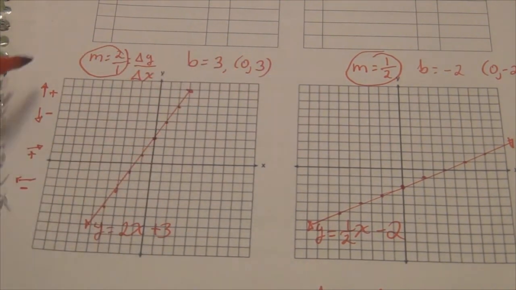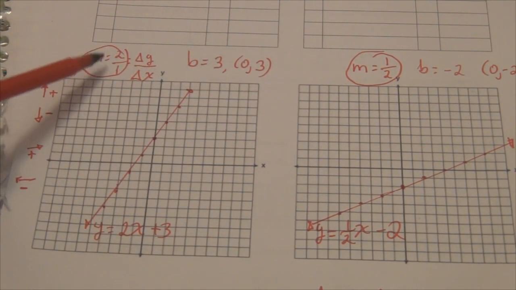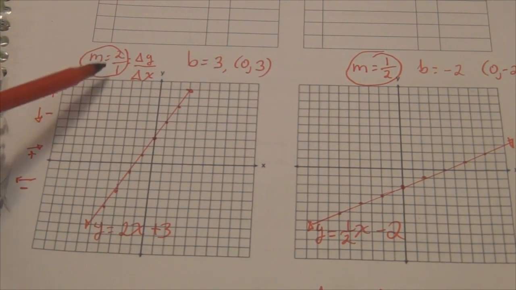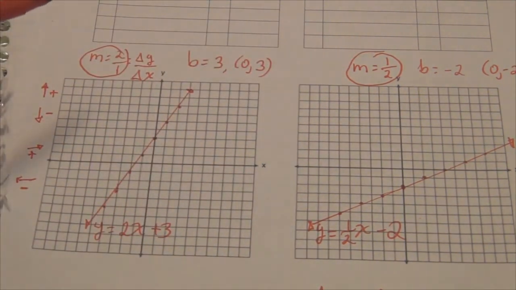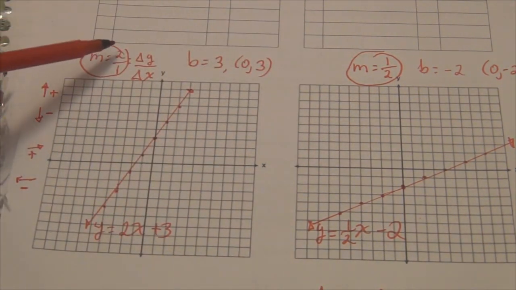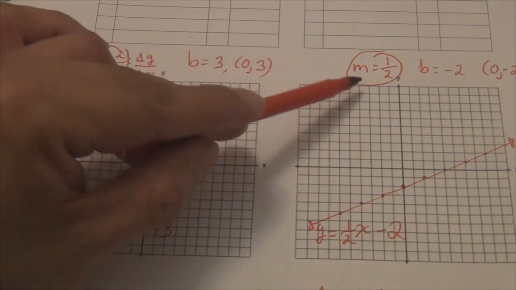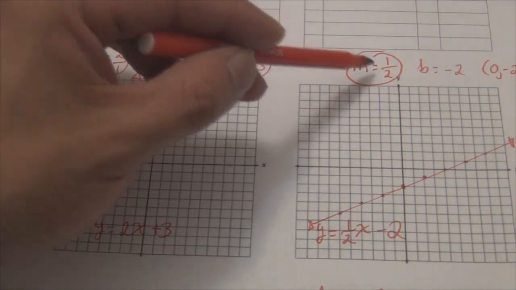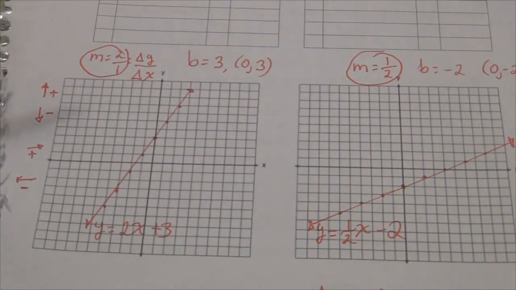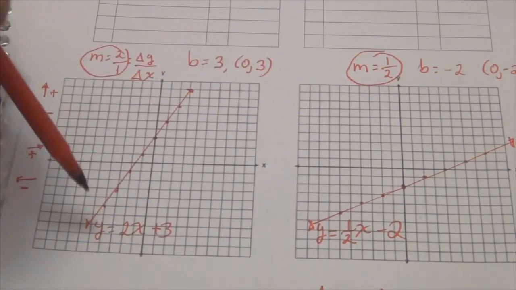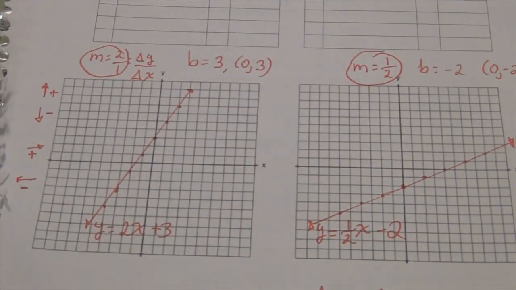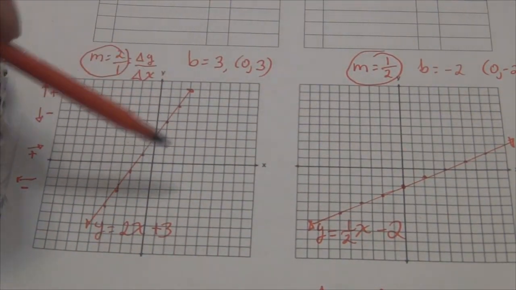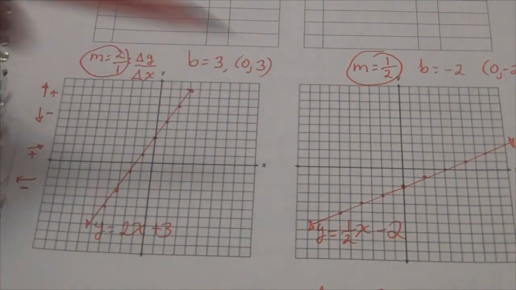Which slope is greater? 2 or 2/1 or 1/2? 2/1 has a greater value than 1/2. If we look at real values, this is 2 and this is 0.5. So 2 is greater than 0.5. What observation can you make about these two lines and their slope?